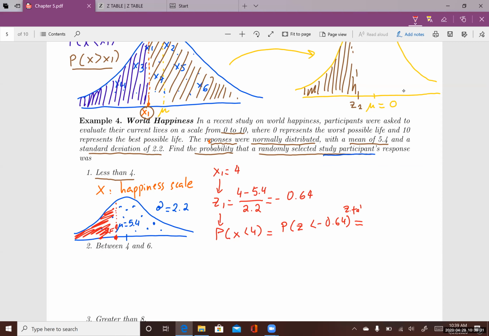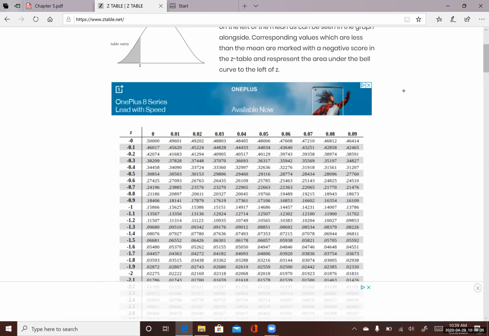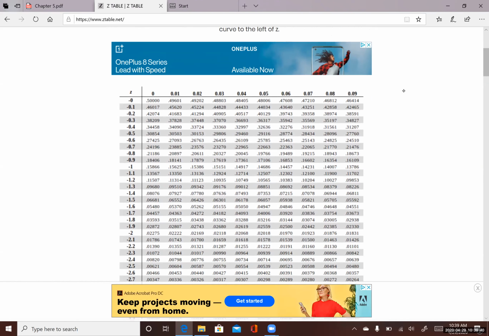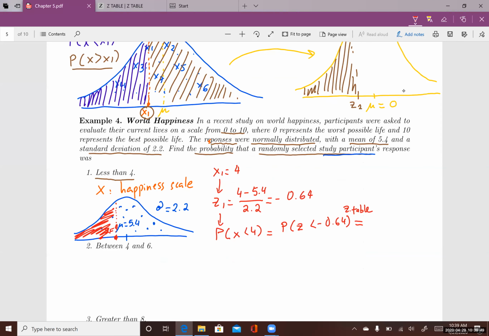And using the z table here, you can find the area to the left, and your value is negative 0.64, which is 0.26109. So this is the probability that picking any random response from the population will be less than 4.